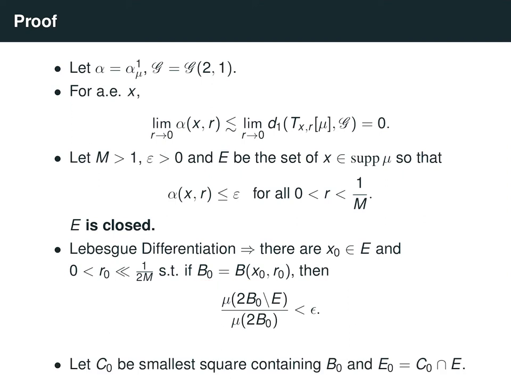Now, let c naught be the smallest square containing b naught. So if this is our ball b naught, then the square c naught is just this right here, with sides parallel to the x and y axes. And then we're going to let E naught be the intersection of this square with E. Now, because this square c naught is a closed square and E is closed, that means that this set E naught is also going to be closed. And it's a bounded set, and thus it's compact.